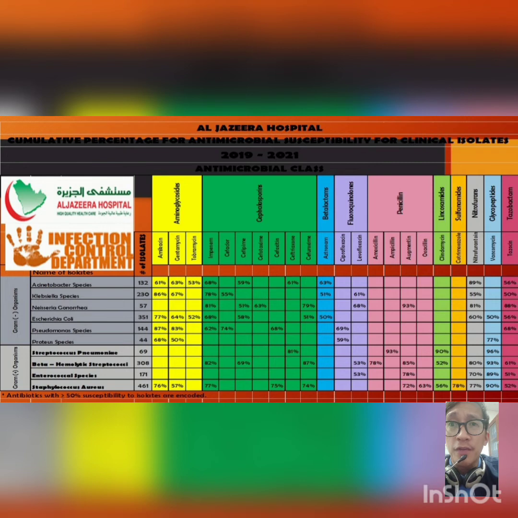The fourth one is E. coli with a total of 351 isolates, susceptible to amikacin, gentamicin, tobramycin, imipenem, cefepime, ceftriaxone, aztreonam, nitrofurantoin, vancomycin, and tazocin. The fifth one is Pseudomonas species with a total of 144, susceptible to amikacin, gentamicin, imipenem, cefaclor, cefoxitin, ciprofloxacin, and tazocin.